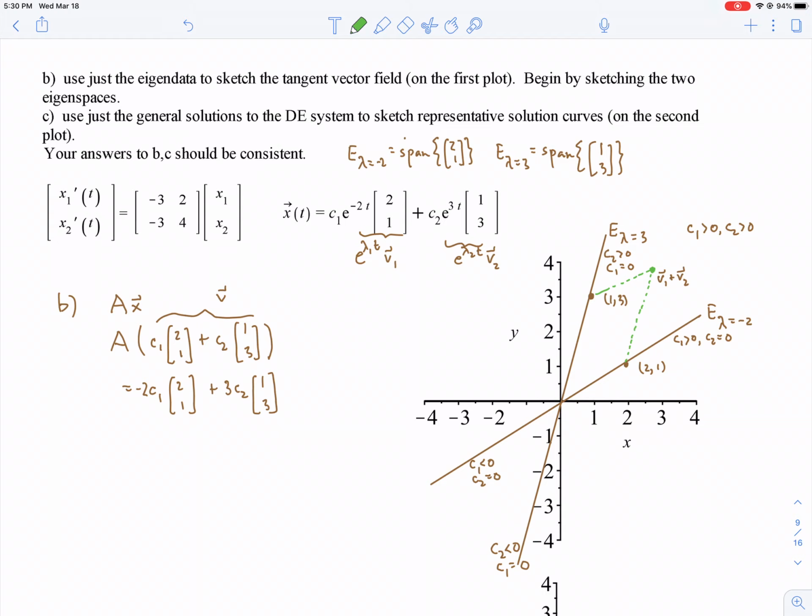And so A of (2, 1) is just minus 2 times (2, 1). And so that's a vector pointing back towards the origin from the point (2, 1), and I'll scale it so that that's its length. And then if I take A times half of that vector, I'll get a vector half as long. If I take A times twice that vector, I'll get a vector twice as long.